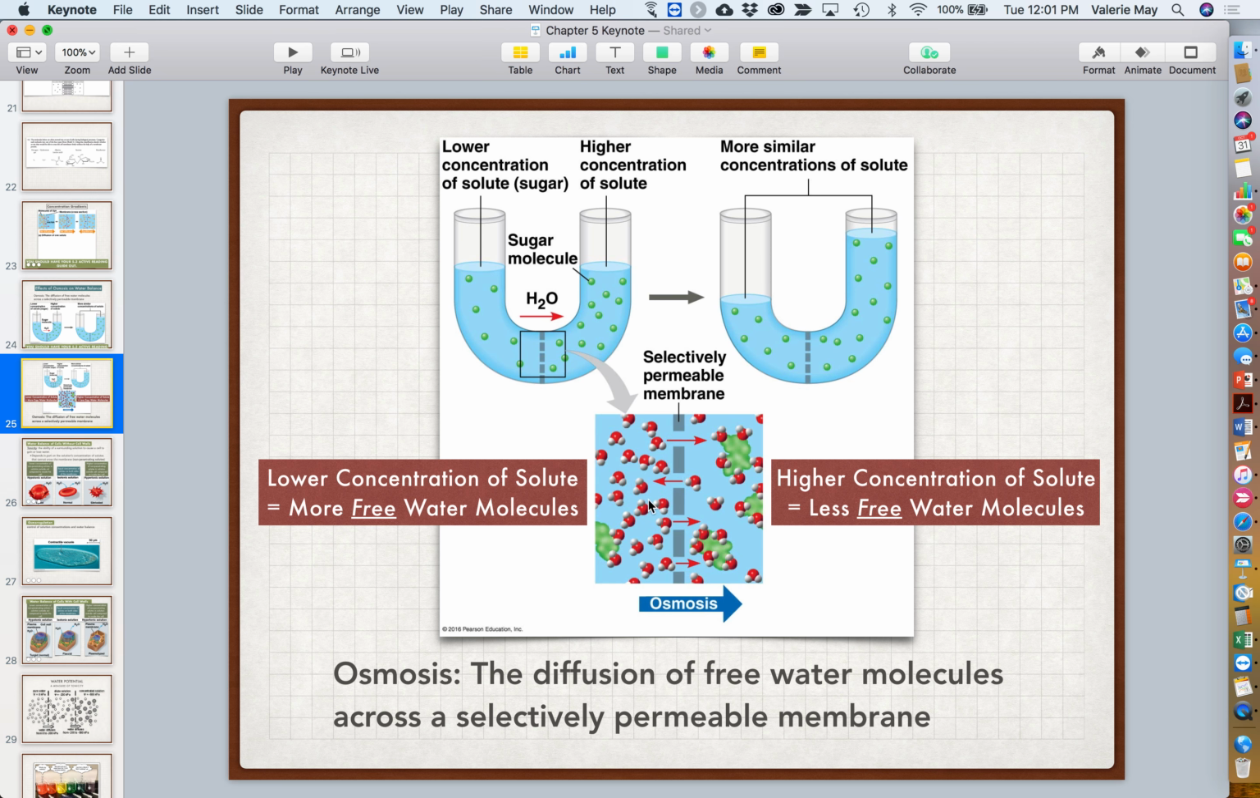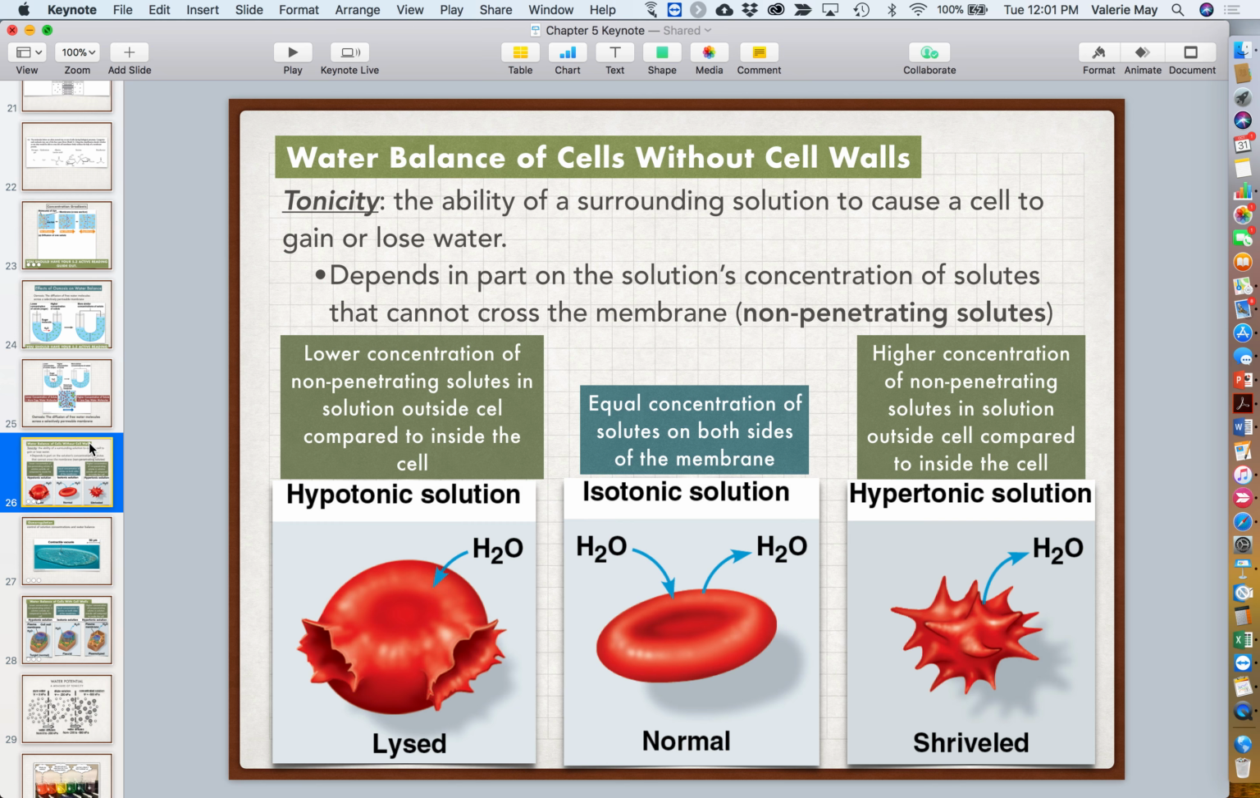With so many free water molecules over here with the lower solute, it's just more probable that a water molecule will move to the other side. And once it gets here, it'll form those hydration shells around the solutes. All right, so what does this mean in terms of cells?